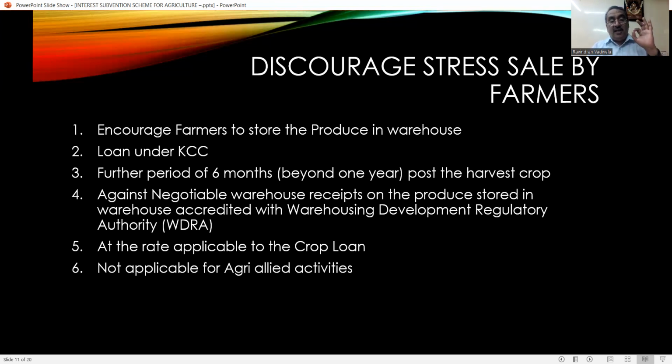This is clearly stated, but when you read the circular, I came to know that this is the rate applicable to the crop loan. So that means if the warehouse receipt is produced only for the agriculture loan, this interest subvention is applicable and not for the allied activities. This is my view.